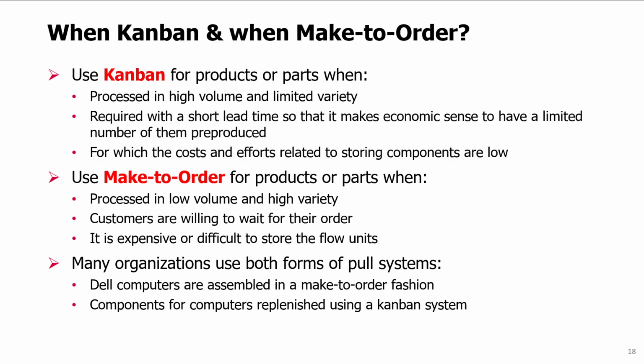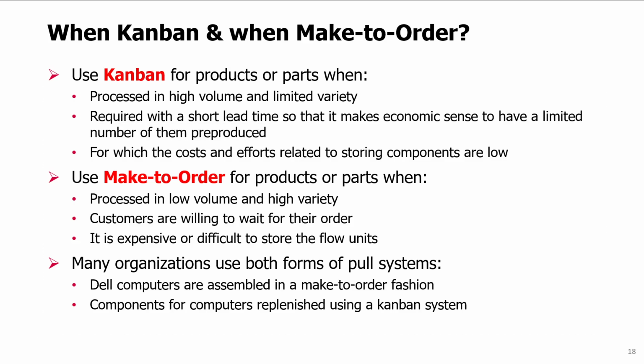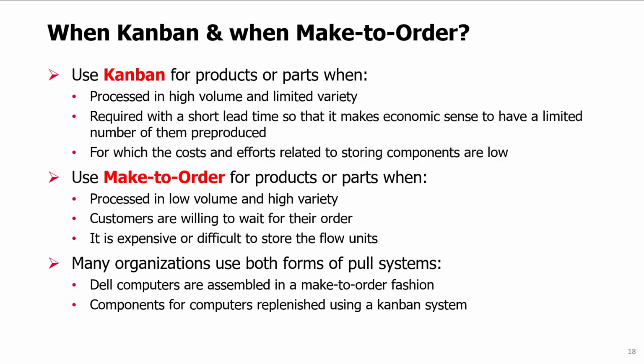So when do we use Kanban and when do we use make to order? Well, we use Kanban for products or parts when we process them in high volume and limited variety. So there is some variety, but not a lot, and there is a very high volume. We use it when we require a short lead time, so customers cannot wait, so it makes economic sense to have some limited number of parts produced ahead of time, and for which the costs and efforts related to storing components are relatively low. For example, those components do not become outdated or obsolete.